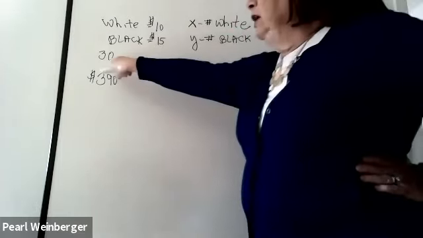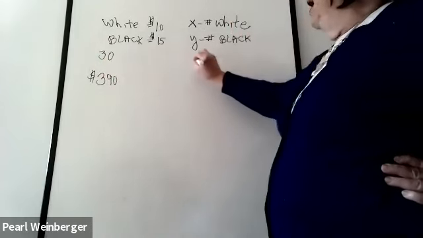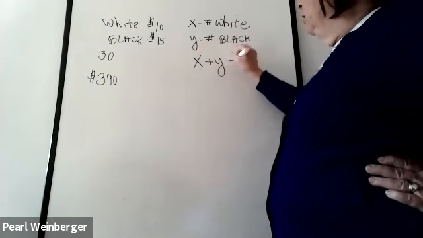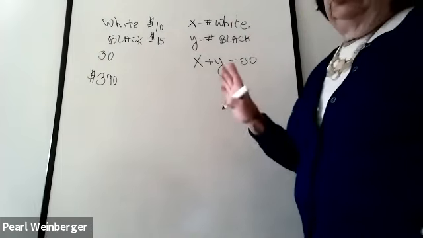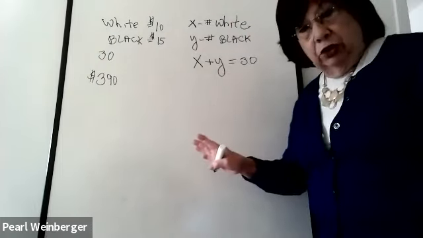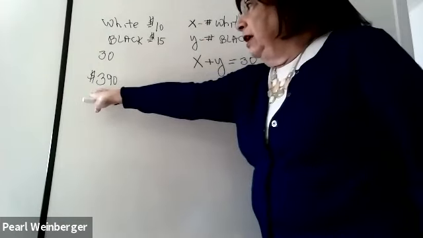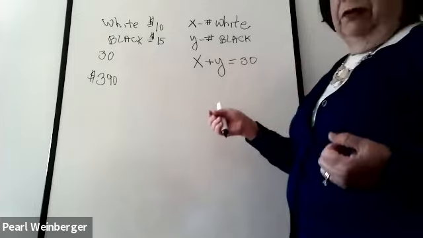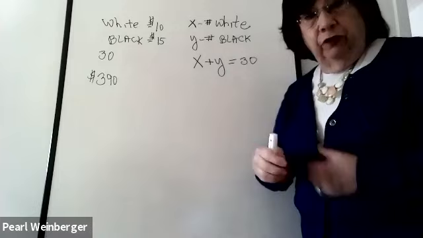Now remember, they told me that 30 sweatshirts altogether were sold. So that must mean that X plus Y equals 30. It has nothing to do with how much was spent on the shirts. It's just how many were sold. The next bit of information they gave me has to do with how much money he made. He made $390.